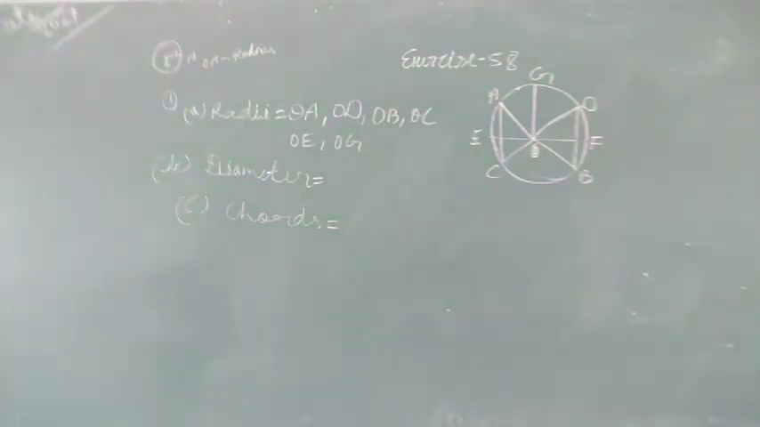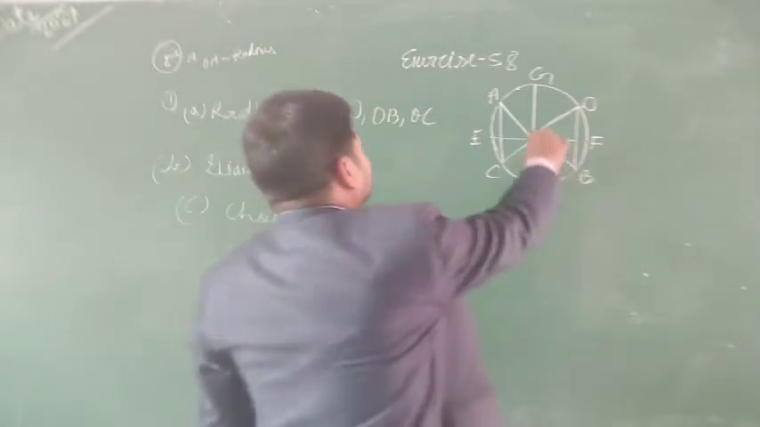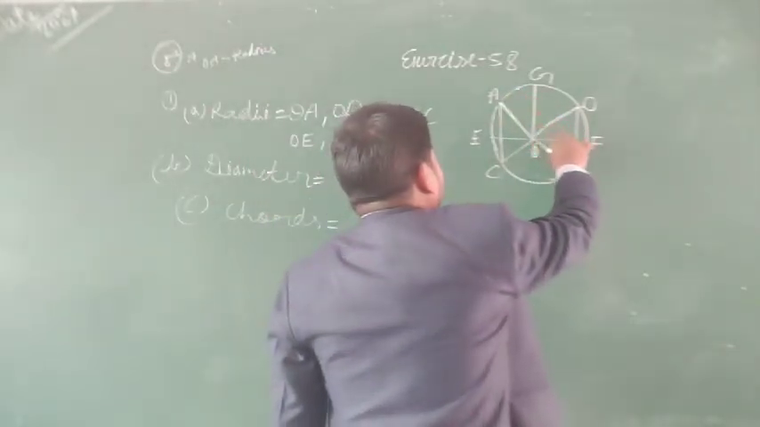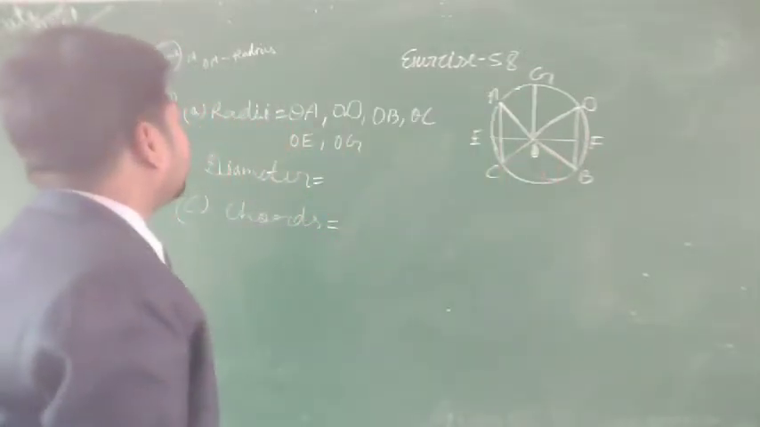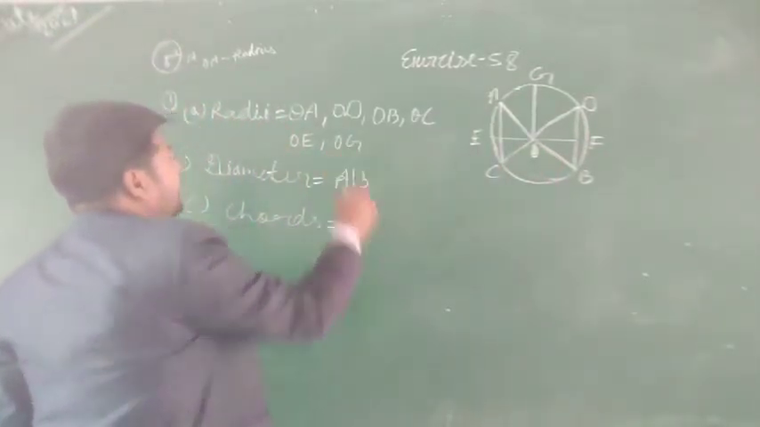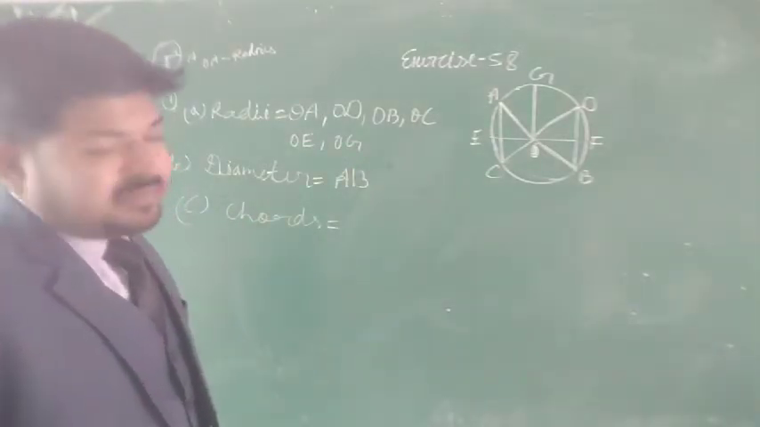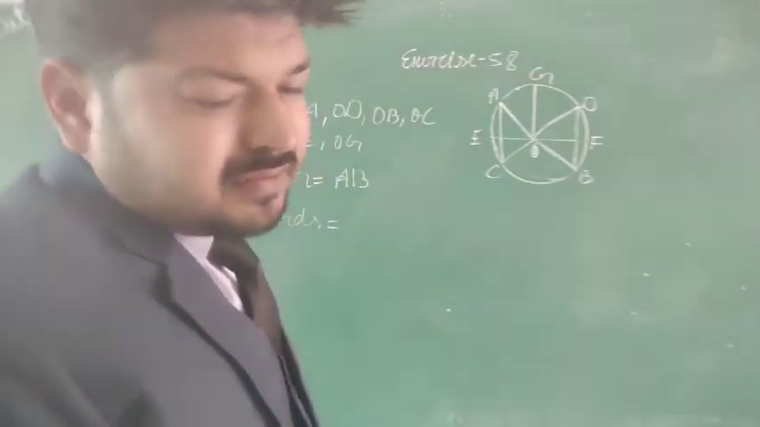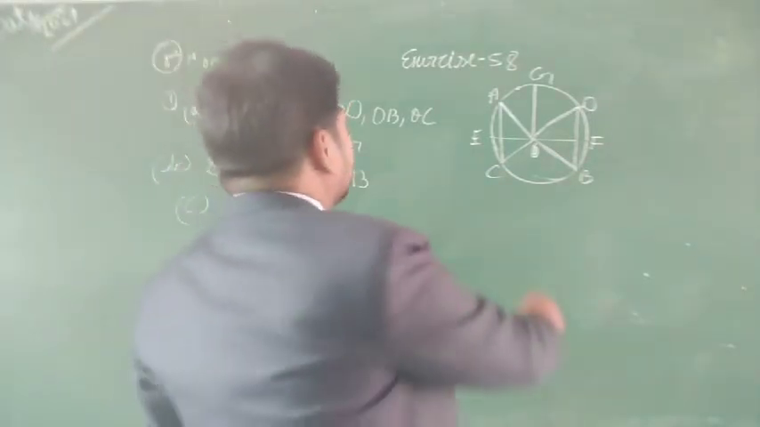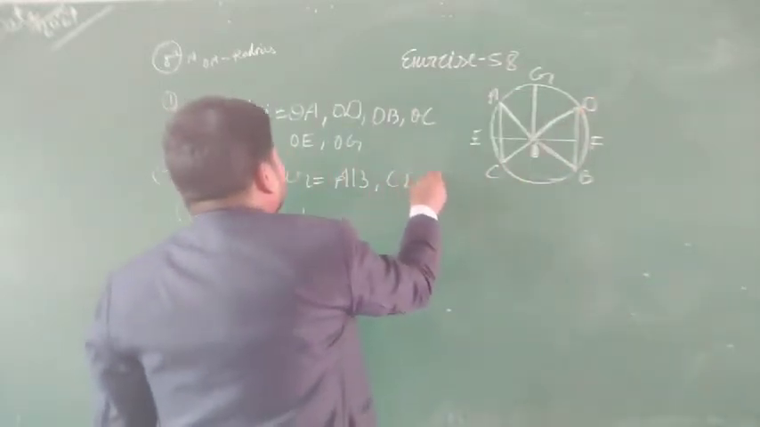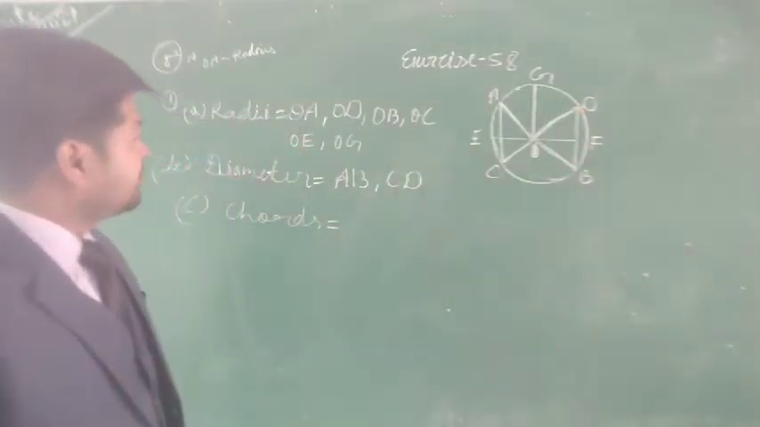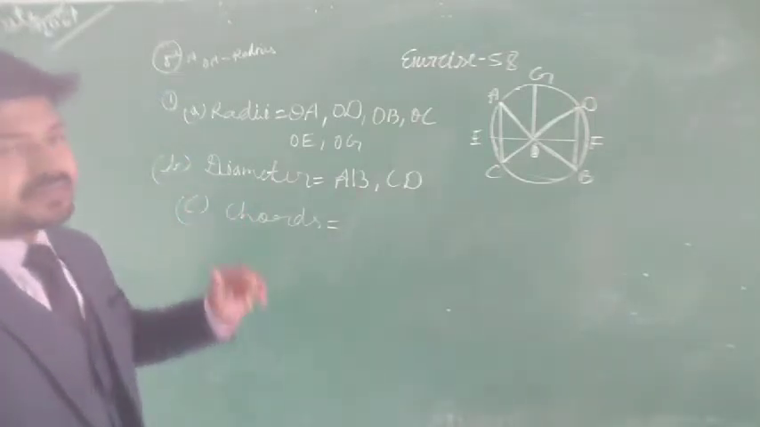Now you have to tell the diameter. So diameter, you can see this line is going from the center. So this is the diameter. So AB is the diameter, and one line is also going from the center, that is CD. So AB and CD is the diameter.